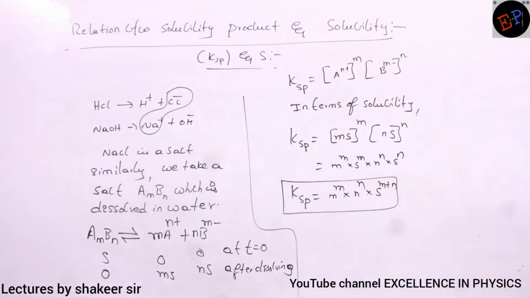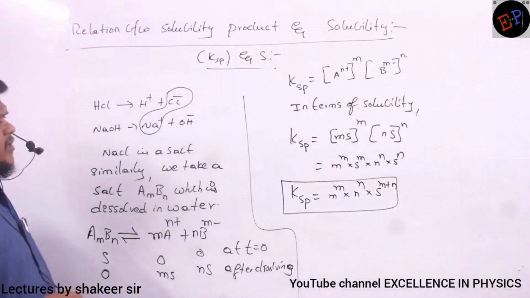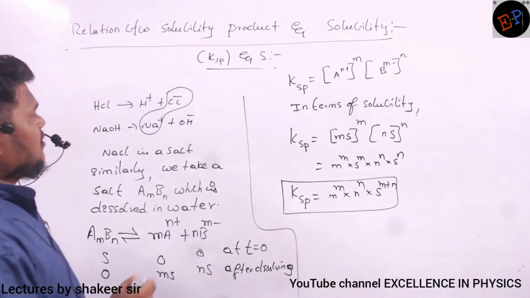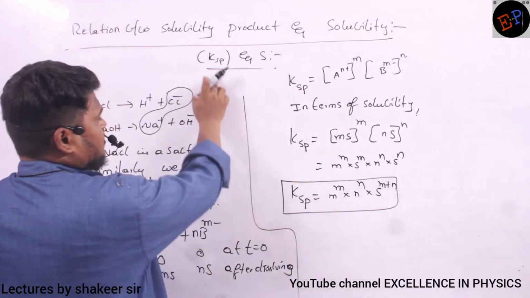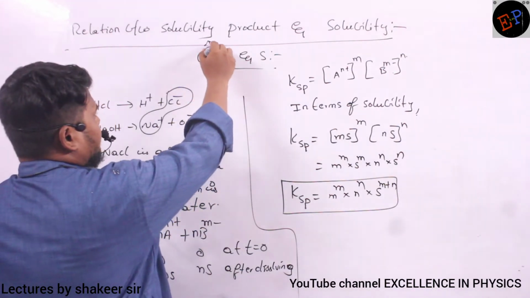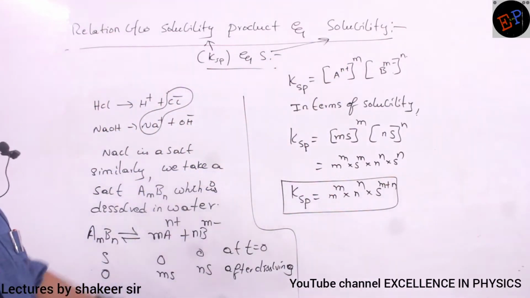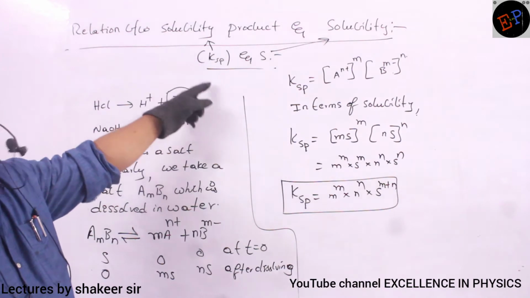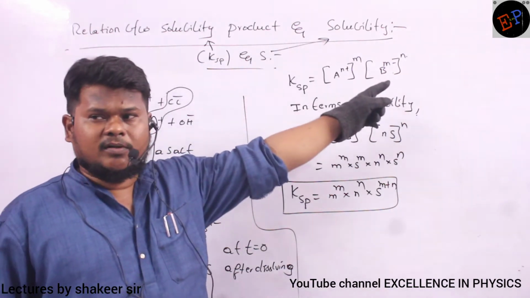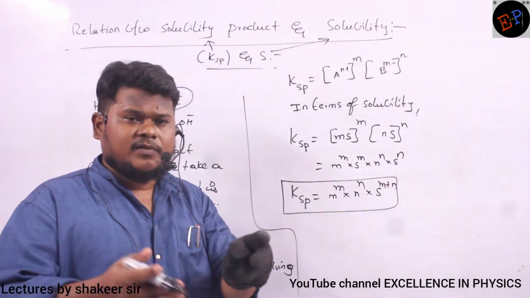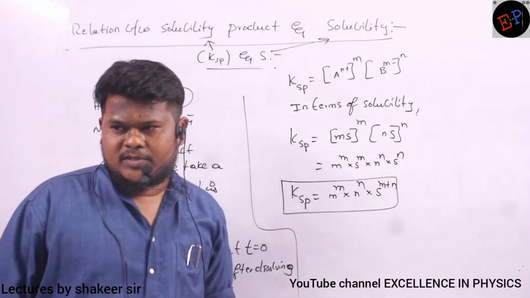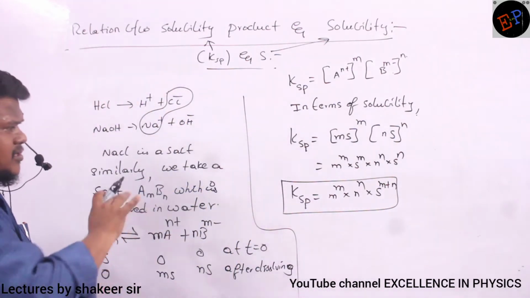So now we are trying to derive a relation between KSP and S. What is meant by KSP? Solubility product, and S is called solubility. What is meant by solubility product? We have just understood. And what is meant by solubility? The amount of salt which is dissolved in 1 liter of solution. So I want to write a relation between them.